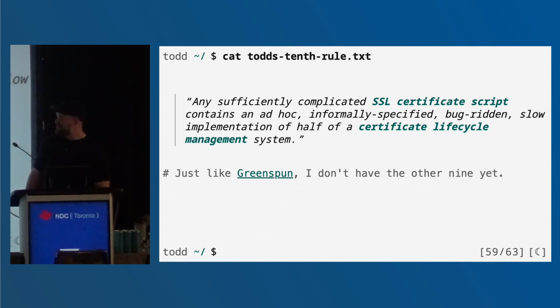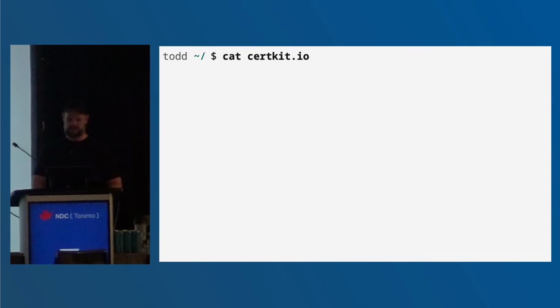That particular process, which I've seen play out a few times, is why I coined Todd's 10th rule, which was inspired by one of my favorite programming idioms. Any sufficiently complicated SSL certificate script contains an ad hoc, informally specified, bug-ridden, slow implementation of half of a certificate lifecycle management system. Does anybody recognize the original of this? Greenspun's 10th rule is basically this, but for Lisp. You end up building the same pieces of a system one outage at a time.